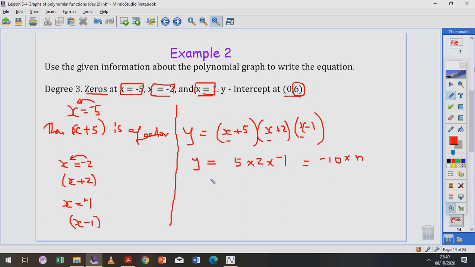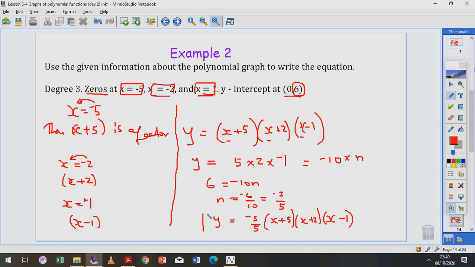Alright, so you're simply solving that simple algebraic equation, 6 equals -10n, and you see that n is going to be -6 out of 10, which divided by 2 is -3 out of 5. So your final expression is going to be y is equal to -3 out of 5, x plus 5, x plus 2, and x minus 1.